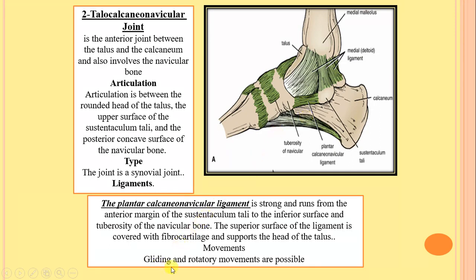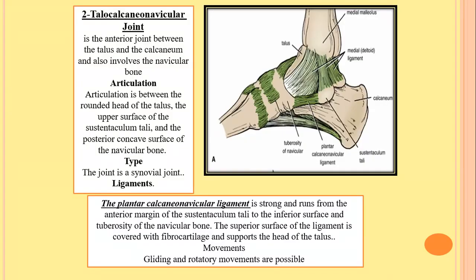Movements are gliding and rotatory movements. The spring ligament is strong and runs from the anterior margin of the sustentaculum tali to the inferior surface of the tuberosity of the navicular bone. Here are the other ligaments, the deltoid ligaments. The superior surface of the ligament is covered with fibrocartilage and supports the head of the talus. So its superior surface is covered by fibrocartilage, giving the shape of the joint.